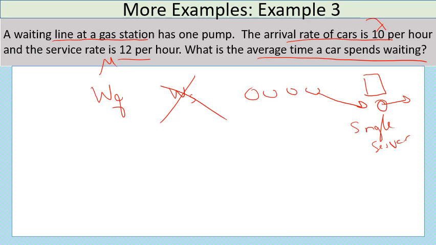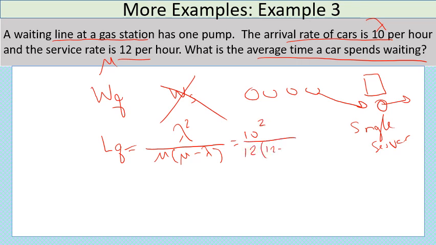So to get WQ, we first need to get LQ, and the equation for LQ is lambda squared over mu times (mu minus lambda). So it's going to give us 10 squared over 12 times (12 minus 10), so it's going to give us 100 over 24, which is equal to 4.167. This is LQ, and we use that LQ to calculate WQ.